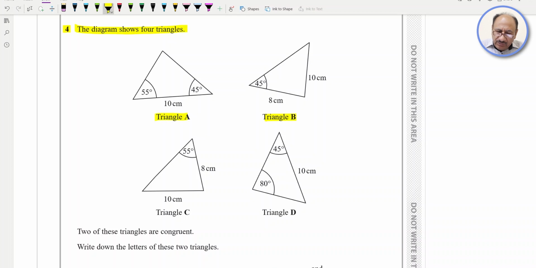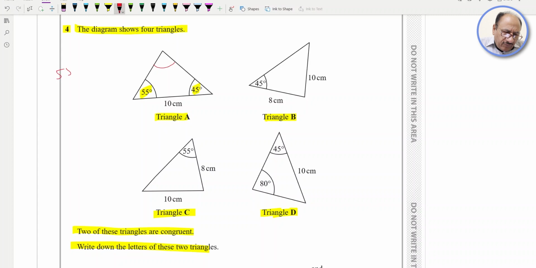Triangle A, B, C and D, 4 triangles they have shown, and 2 of these triangles are congruent. Write the letters of these 2 triangles. Now if we check, triangle A is having 2 angles, and we can find the third angle also, which we can calculate by adding these 2 angles and subtracting from 180.